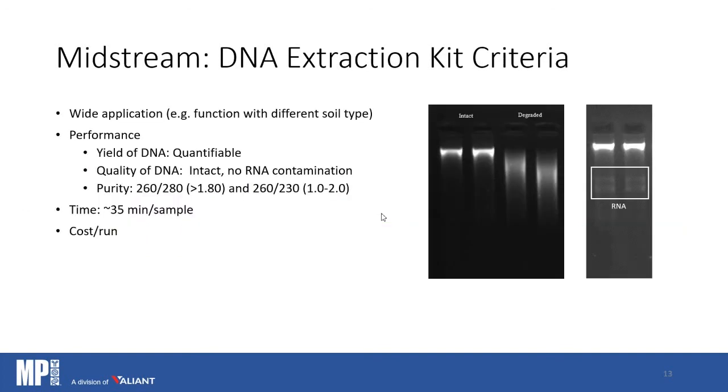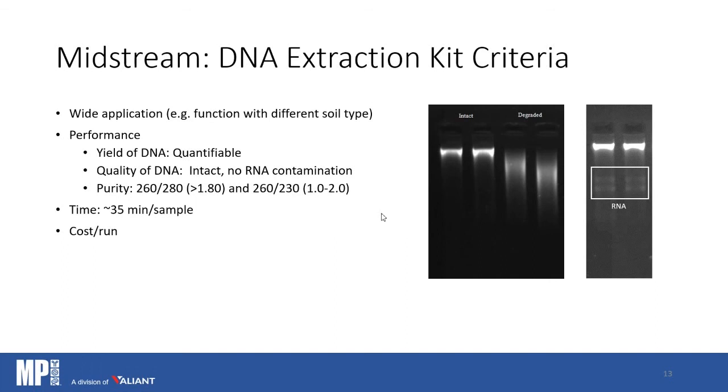As there are many extraction kits on the market, listed here are a few criteria on how to choose the appropriate one. Firstly, the kit should have wide application. For example, a soil DNA extraction kit should work well with different types of soil, for example, sands, mud, compost, or others. Secondly, an extraction kit can be graded based on its performance, which is defined by the yield, quality, and purity of extracted DNA. The yield should be sufficient for desired downstream applications. High-quality DNA is intact and appears as a single band when analyzed using gel electrophoresis, while low-quality DNA will appear to have smearing and RNA contamination, as shown in the image on the right.